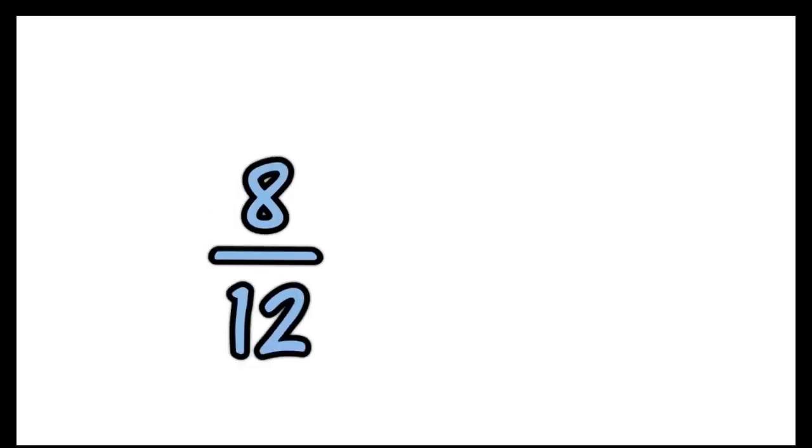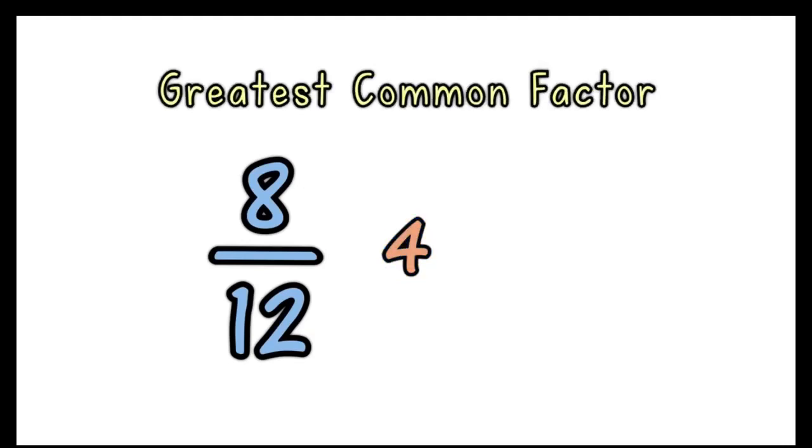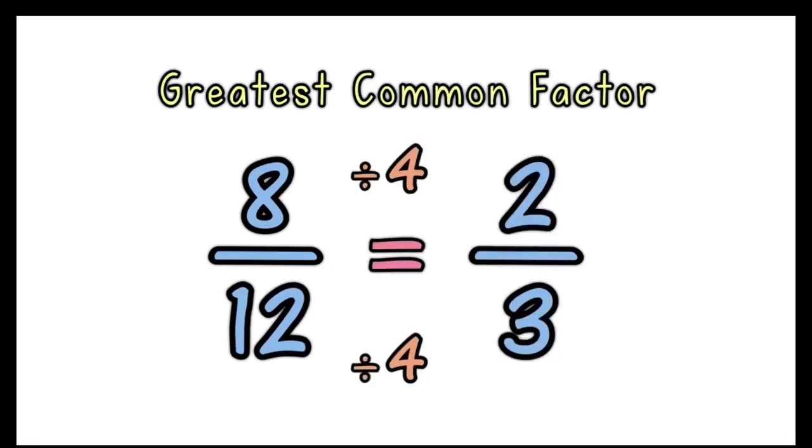Method 2. Divide both the top and bottom of the fraction by the greatest common factor, but you have to work it out first. For example, simplify the fraction 8/12. The largest number that goes exactly into both 8 and 12 is 4, so the greatest common factor is 4. Divide both top and bottom by 4, and the answer is 2/3.